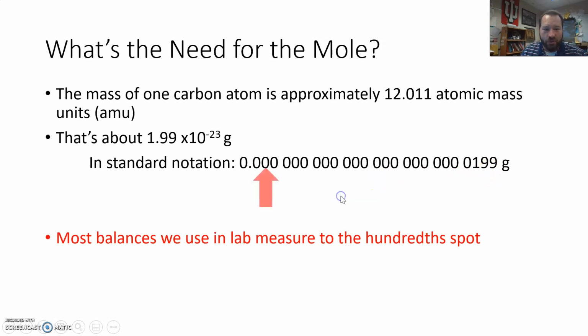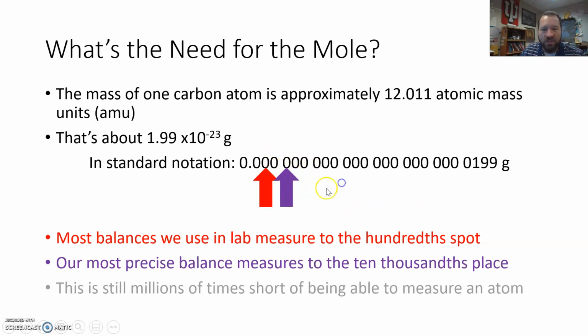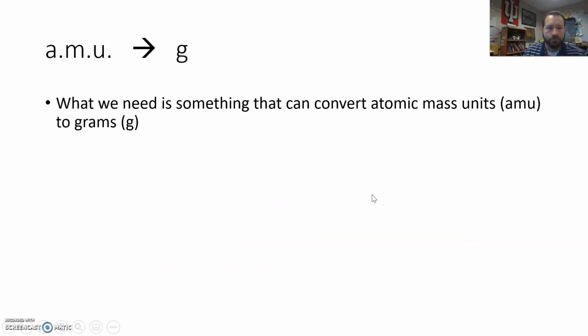Most balances that we use in lab only go to the 100th spot. Even our most precise balance, an analytical balance, only goes to the 10,000th spot. That is still a long, long way, millions and millions of times away from how close it would need to be to measure the mass of an atom. So we're a long way off.